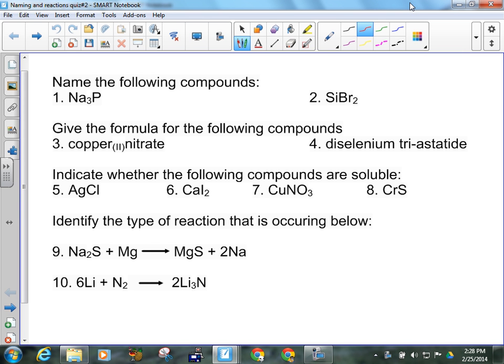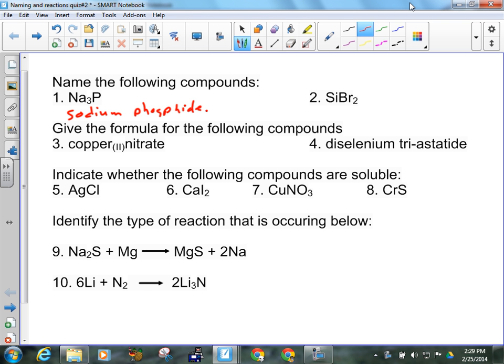Okay, listen carefully here, guys, while we go through this. For question number 1 here, we've got an ionic compound. So if we're going to name that, we don't need any prefixes. This stuff is simply sodium phosphide. No capital letters. They must have no capital letters in order to get it right.